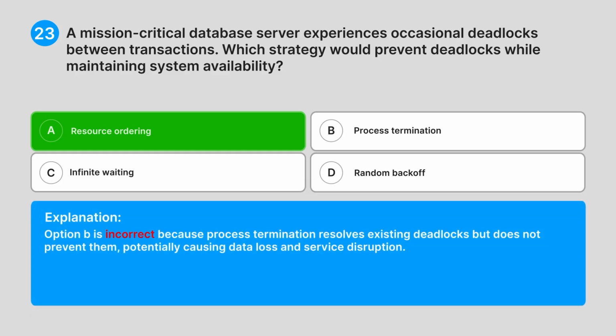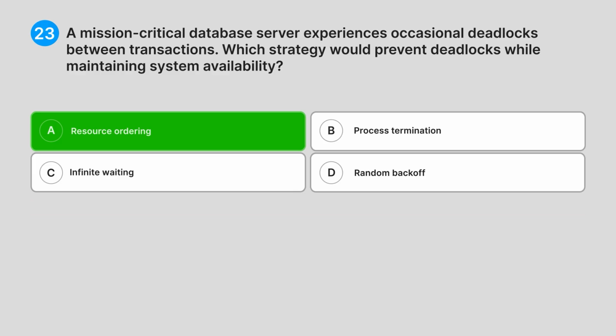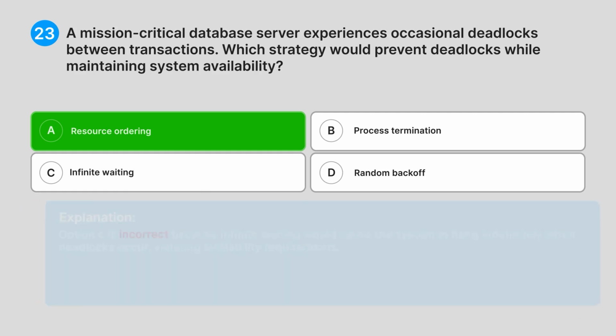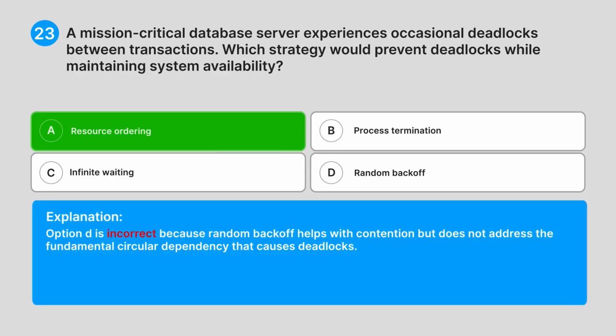Option B is incorrect because process termination resolves existing deadlocks but does not prevent them, potentially causing data loss and service disruption. Option C is incorrect because infinite waiting would cause the system to hang indefinitely when deadlocks occur, violating availability requirements. Option D is incorrect because random backoff helps with contention, but does not address the fundamental circular dependency that causes deadlocks. Resource ordering is a fundamental deadlock prevention strategy that eliminates circular wait entirely.